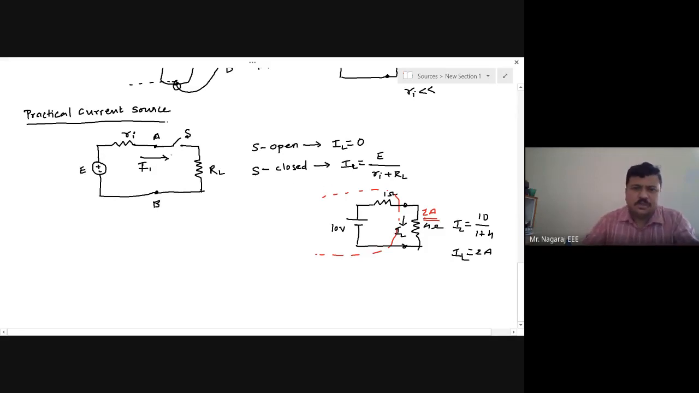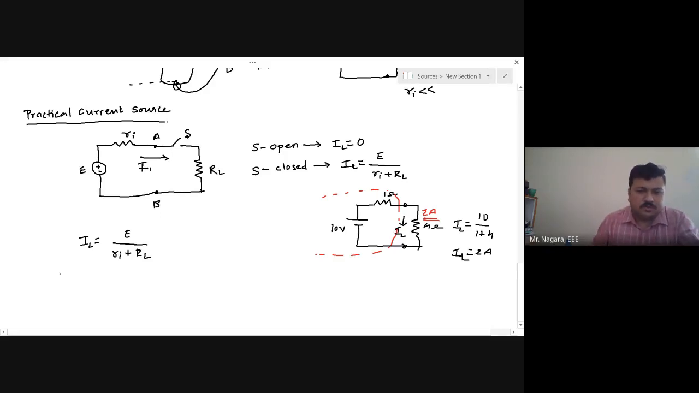Now, what I will do is some mathematical manipulation in the equation. I have IL is equal to E divided by Ri plus RL when S is closed. When S is open, there is no question of current. We need not discuss that part.